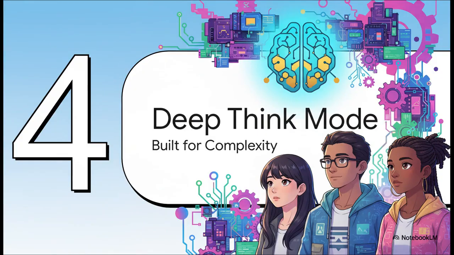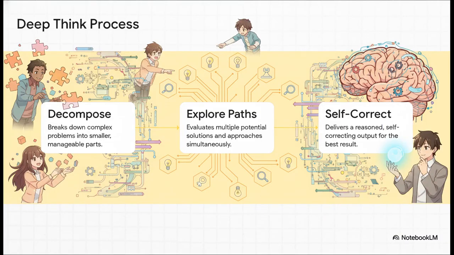Okay, so we've automated workflows with agents, we've created designs with vibes, but what about solving the really difficult problems? For that, we turn to the final core feature, Deep Think mode. Deep Think is built for complexity. When you give it a hard problem, it doesn't just spit out the first answer it finds. No, it's smarter than that. First, it breaks the problem down into smaller, manageable parts. Then, it actually explores multiple potential solutions, multiple paths forward. And, this is the crucial part, it self-corrects along the way to give you the most reasoned and accurate output possible.